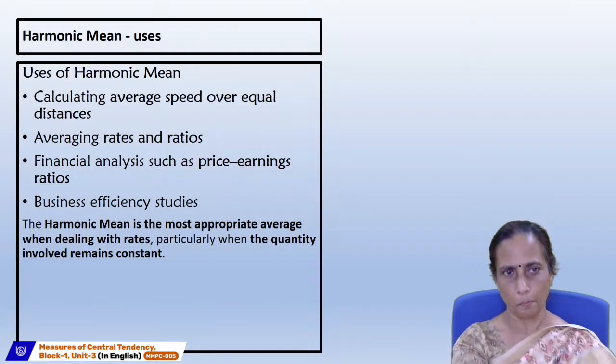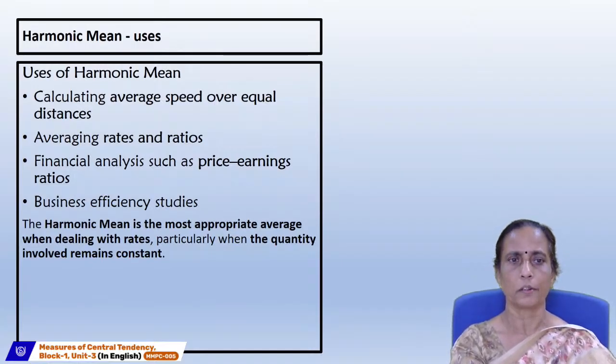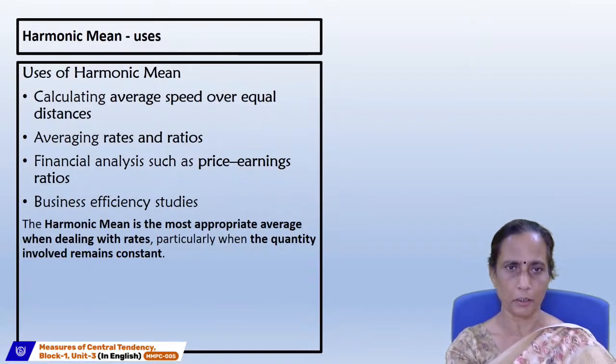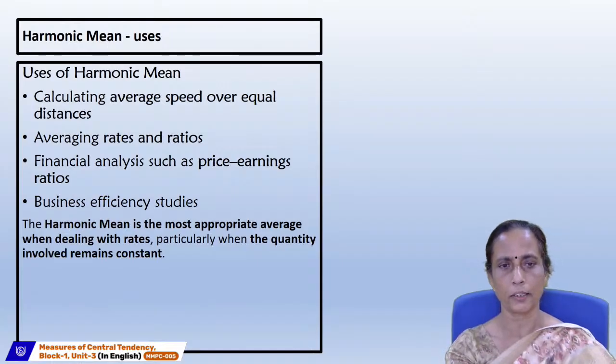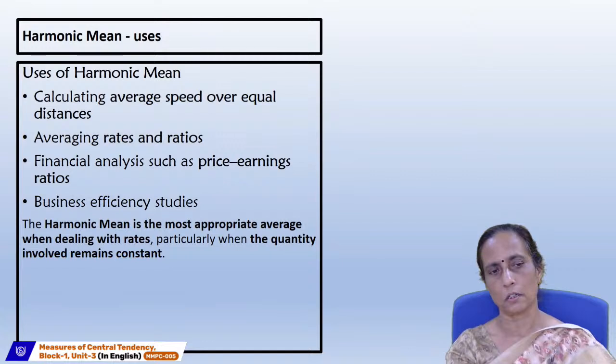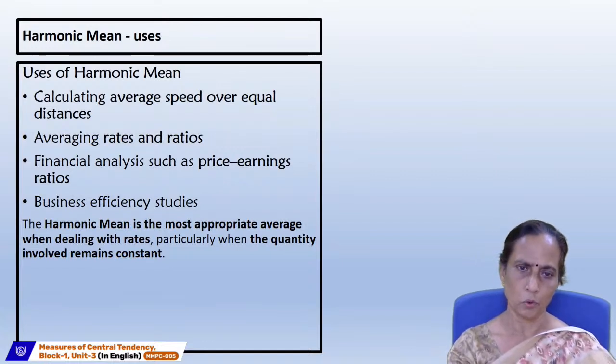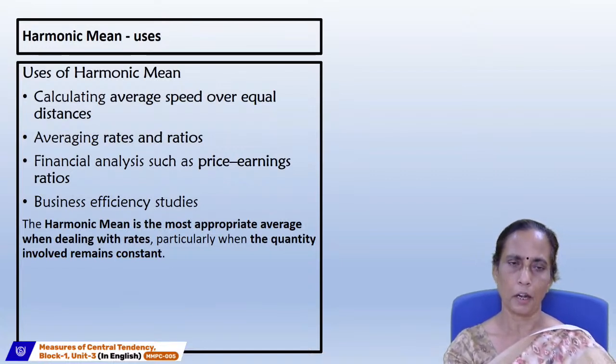So your harmonic mean is used for calculating average speed over equal distances, averaging rates and ratios, financial analysis such as price earning ratios, business efficiency studies, and it is the most appropriate average when dealing with rates, particularly when the quantity involved remains constant.